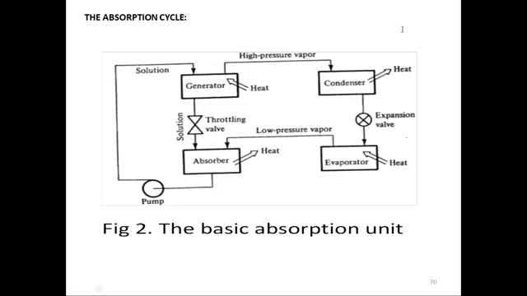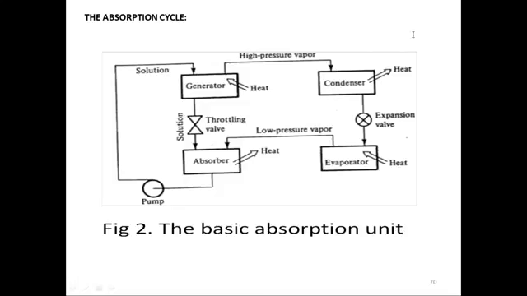So the basic absorption cycle, this is the basic refrigeration cycle. This diagram here has 4 main components: a generator, a condenser, an evaporator, and an absorber, and then it has a pump and a throttling valve. So it is also a 2-pressure system, same as before. Low pressure is in the evaporator and the absorber, and high pressure is in the condenser and generator.